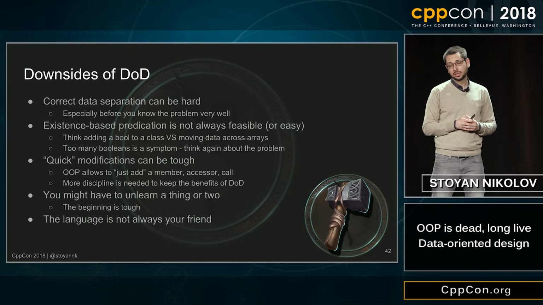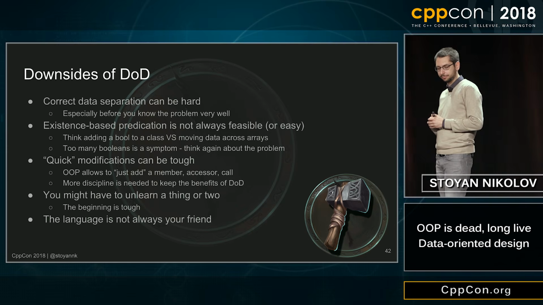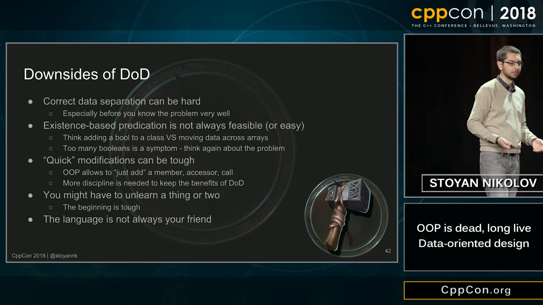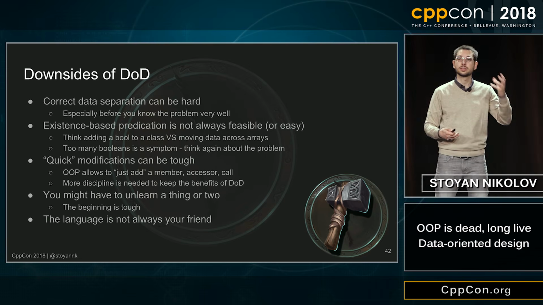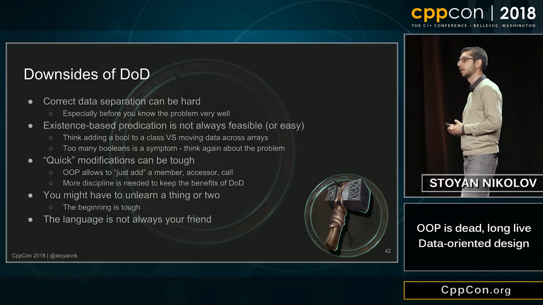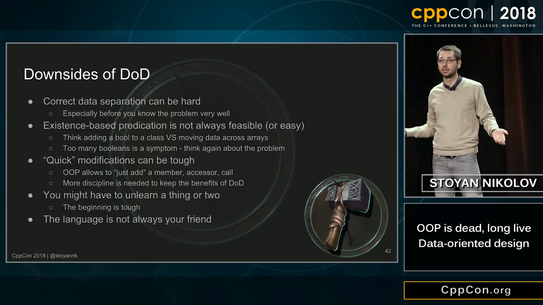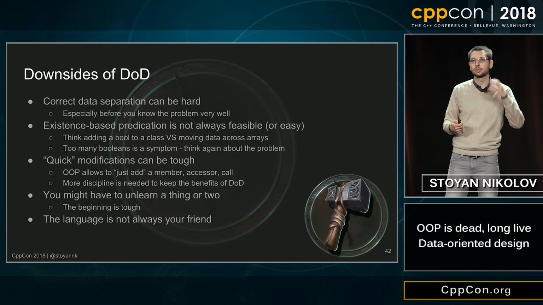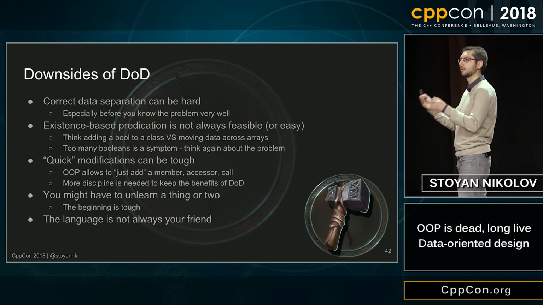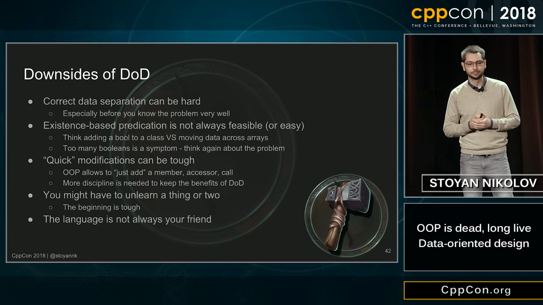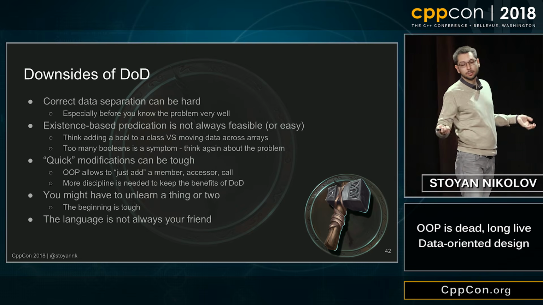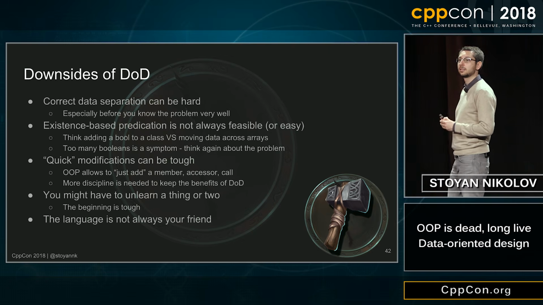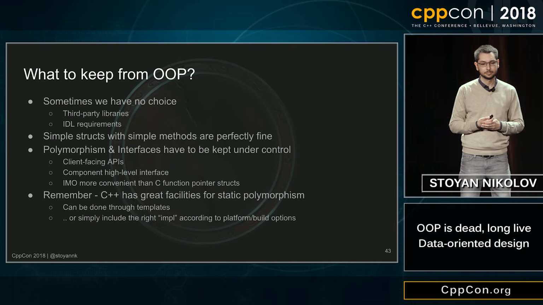Quick modifications can be tough, that I mentioned already. And we as programmers might have to unlearn a thing or two. So we have been wired with this object-oriented type of thinking since forever, actually. So in the beginning especially, it's difficult to start and rethink everything in this new framework. And unfortunately, the language C++ is a bit difficult to use in some cases, is not always your friend.